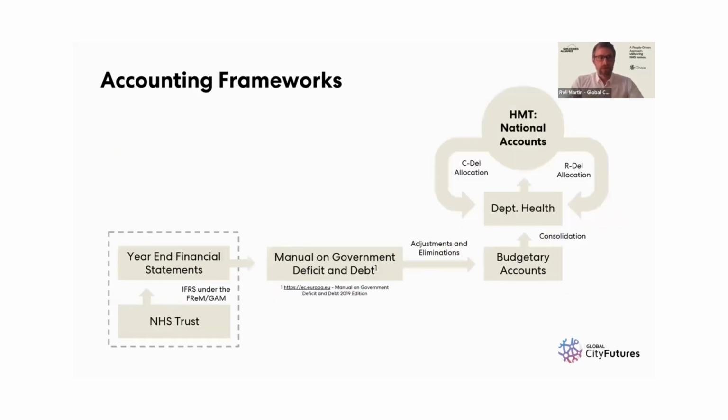So if we can move on, yeah. So for NHS trusts, they'll produce their set of accounts under IFRS, and then they produce a standard set of IFRS accounts. They are then consolidated into the budgets that then go into the Department of Health and then up into the Treasury. And it's that consolidation process that ends up being pushed through the manual on government deficit and debt. And basically, they're kind of the same. The MGDD just says use IFRS.